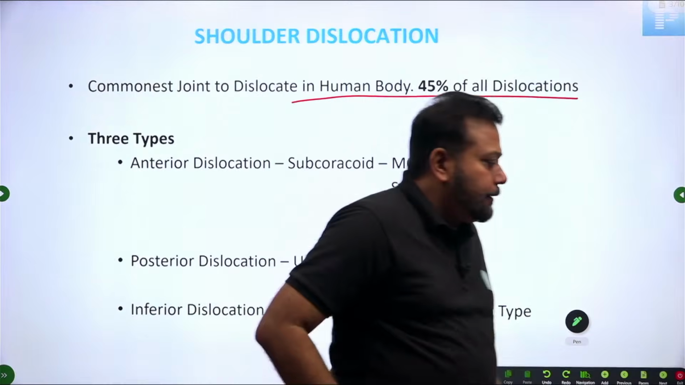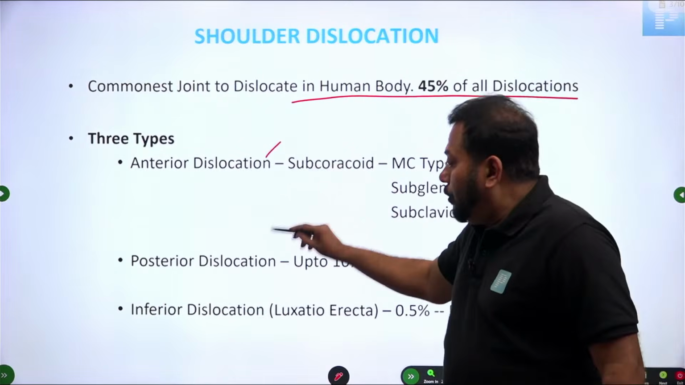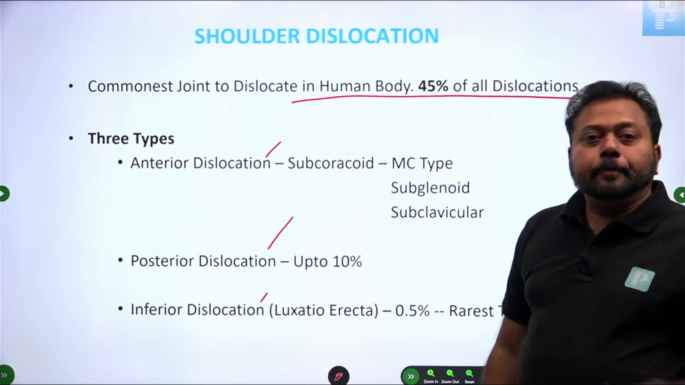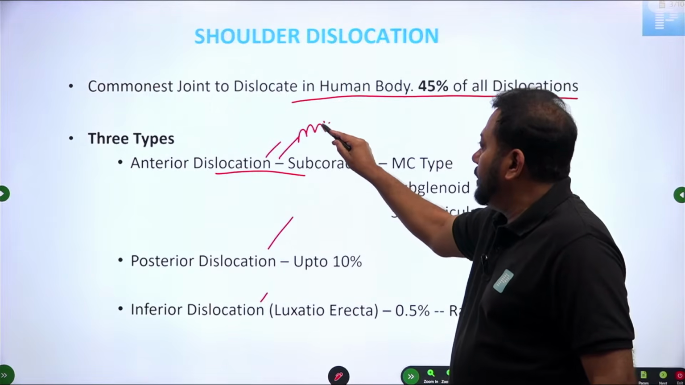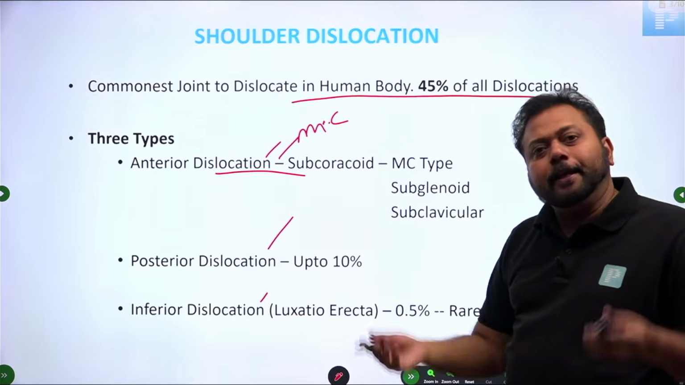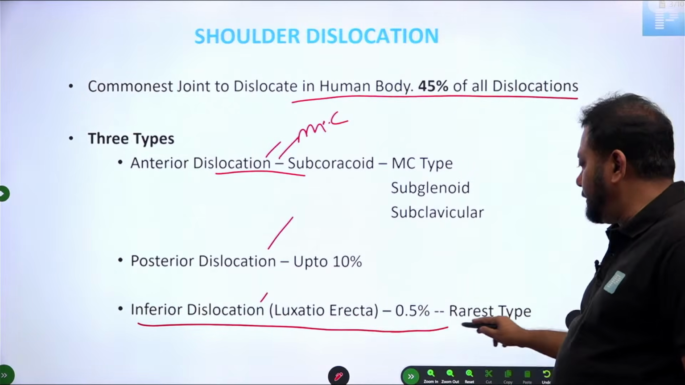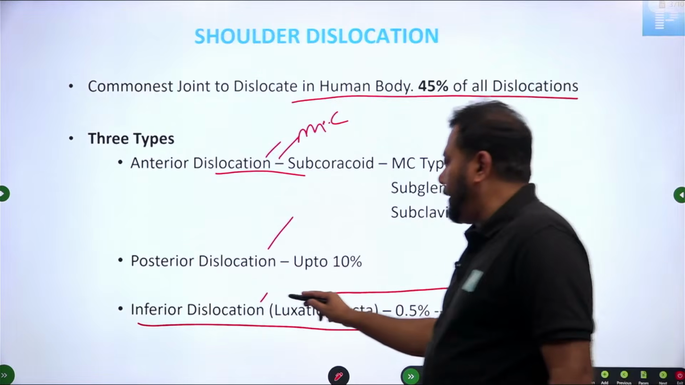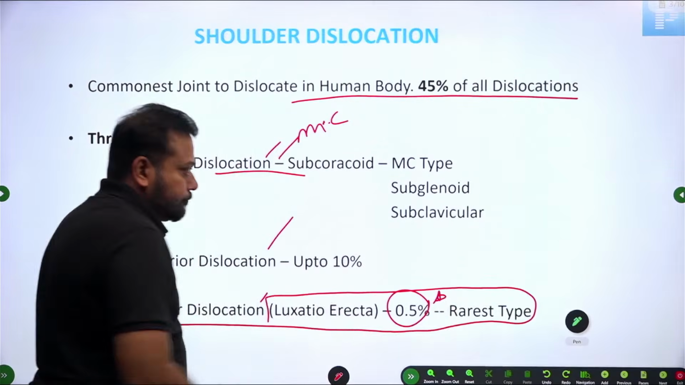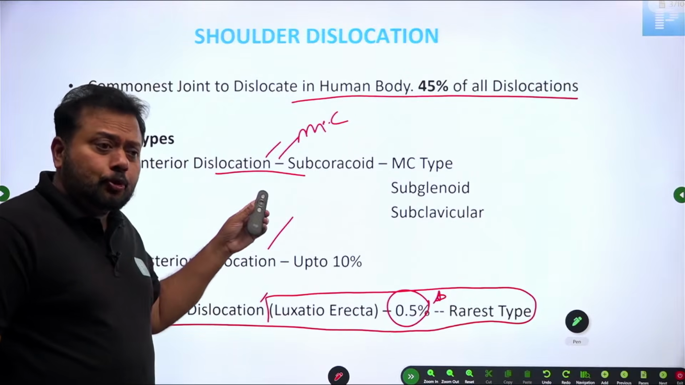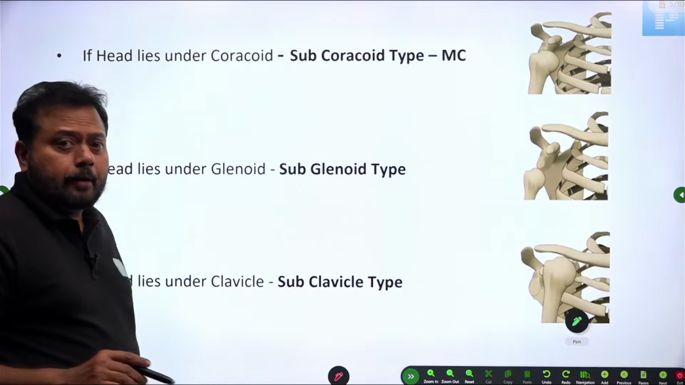Okay, and there are 3 types of dislocation: anterior, posterior, inferior. The commonest is anterior, most common type. Okay, this posterior is next common, rare. The rarest is inferior dislocation. This is otherwise called luxatio erecta. You see, it is only 0.5 percentage. This anterior shoulder dislocation is divided into 3.